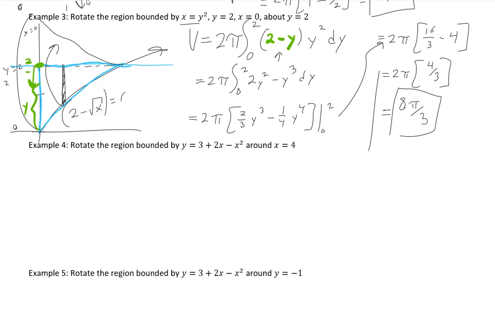That should give you the same answer, though, of 8 pi over 3. I think that one would take a lot more work because then you would need to square this one, and you have a lot of roots thrown around. This one we did with just a simple polynomial, a little bit easier.